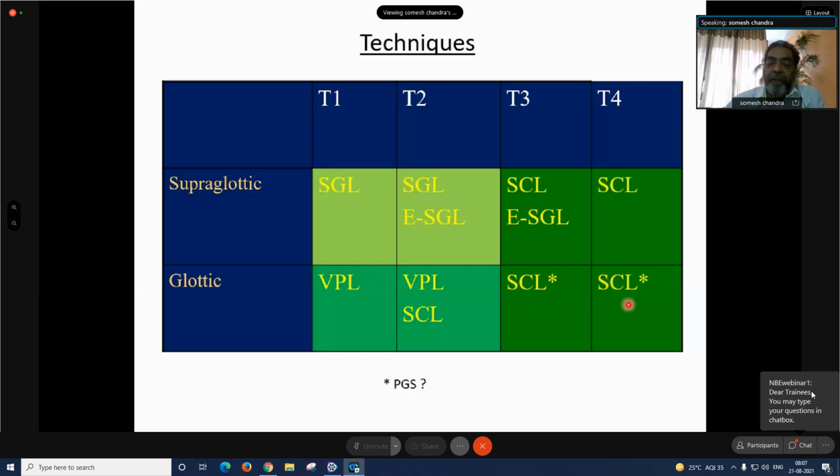And for certain T4 tumors where the external perichondrium of the thyroid cartilage is not breached, you can still do a supracricoid laryngectomy, because this is a procedure in which the entire thyroid ala is removed. I have put an asterisk here about T3 glottic cancers and some T4 where the paraglottic space is involved.